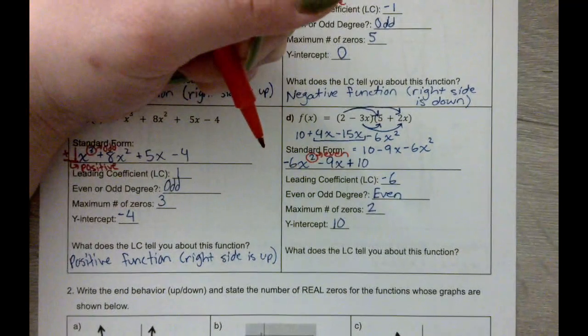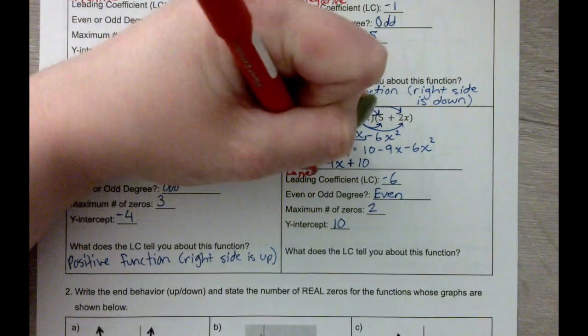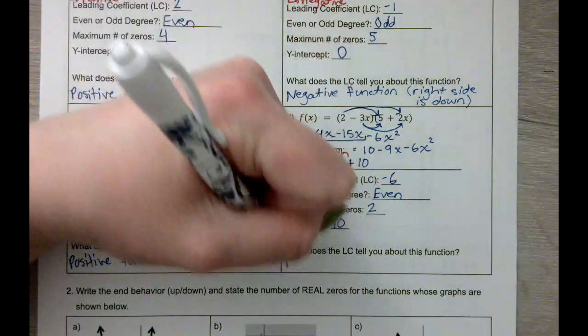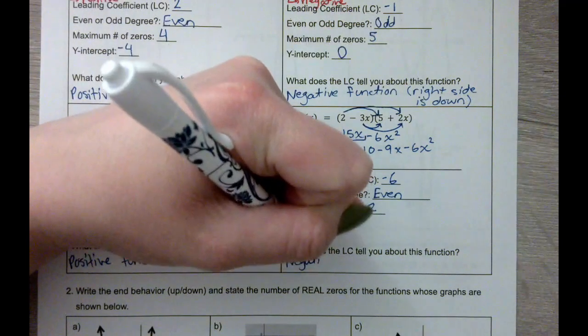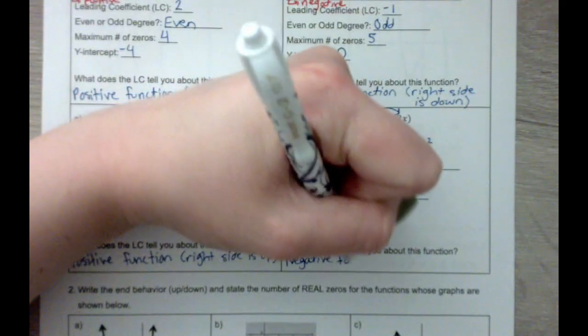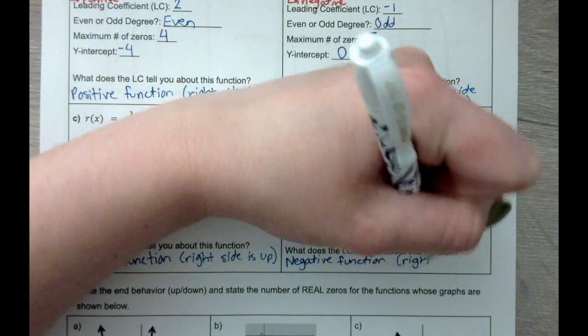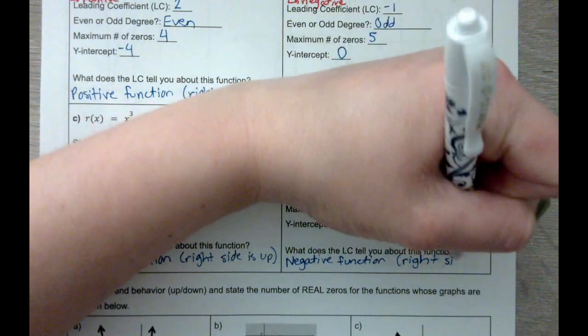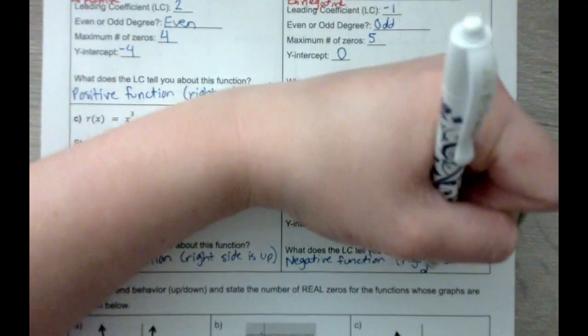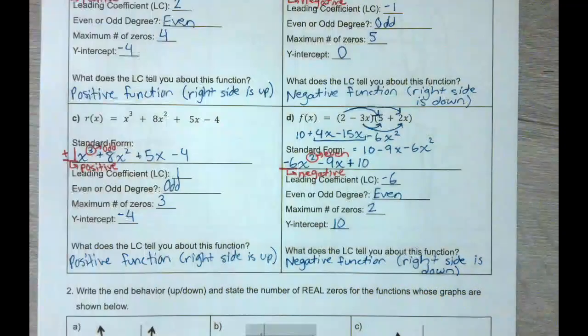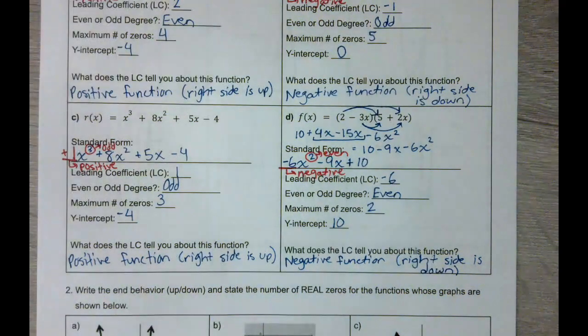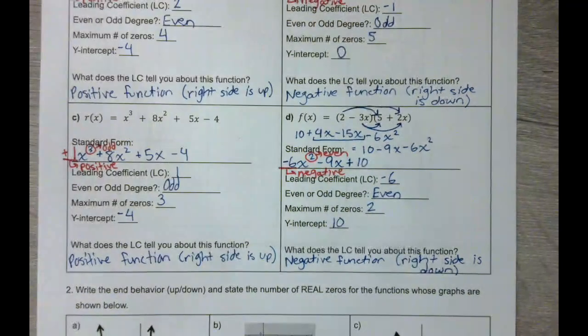And then lastly, what does the LC tell you? Look at the leading coefficient and notice it is a negative number. So that means it's a negative function. So the right side is down. All right, that is number 1.